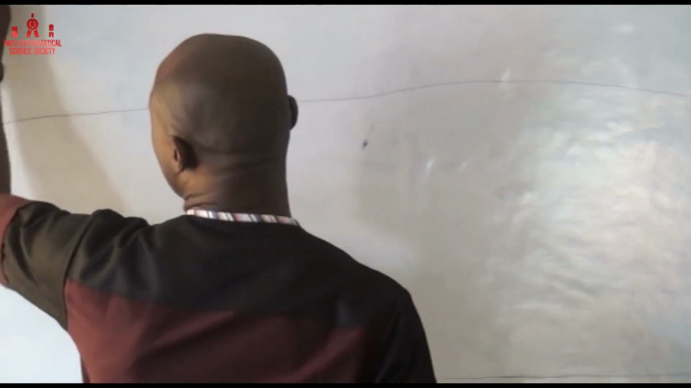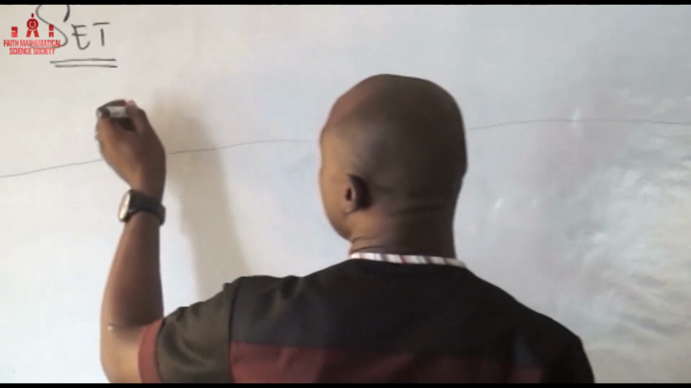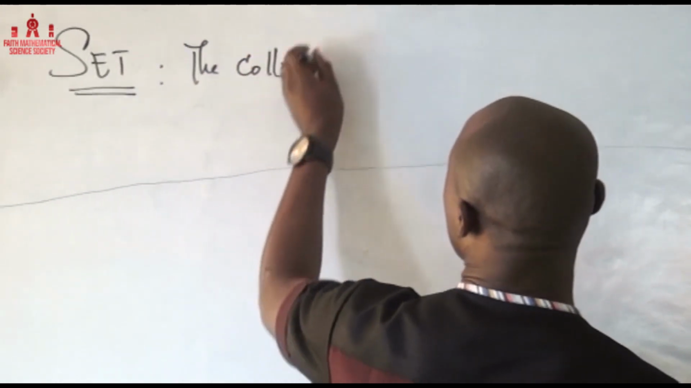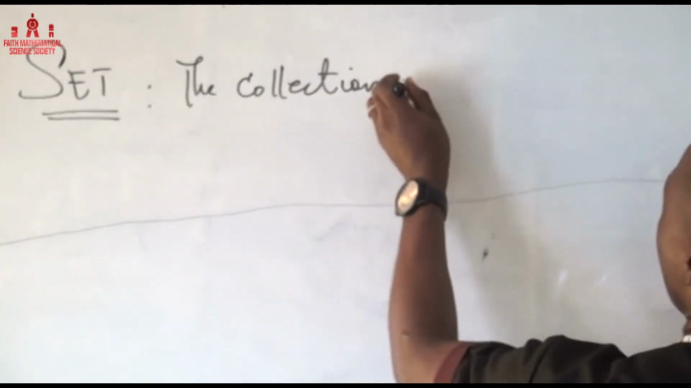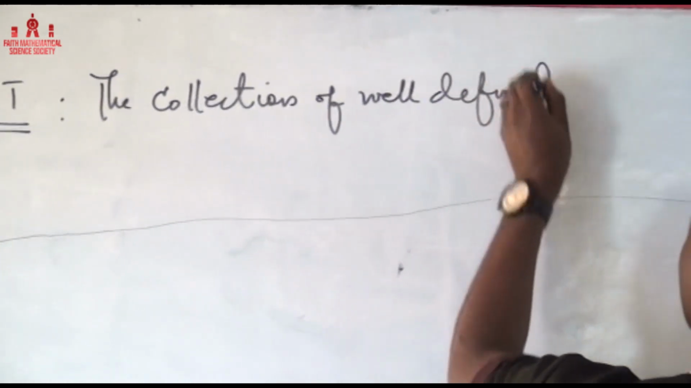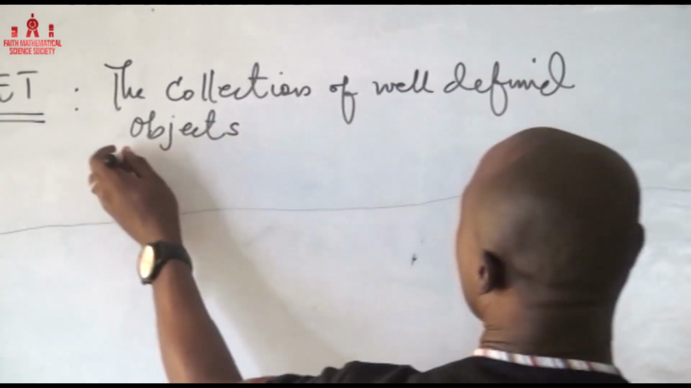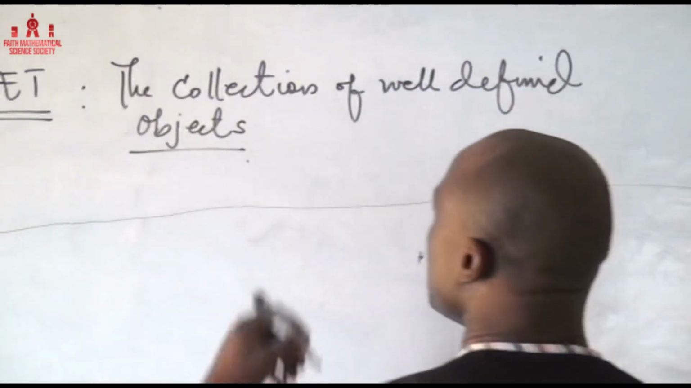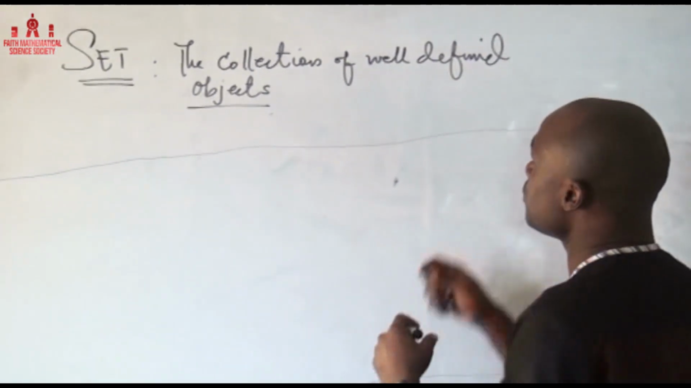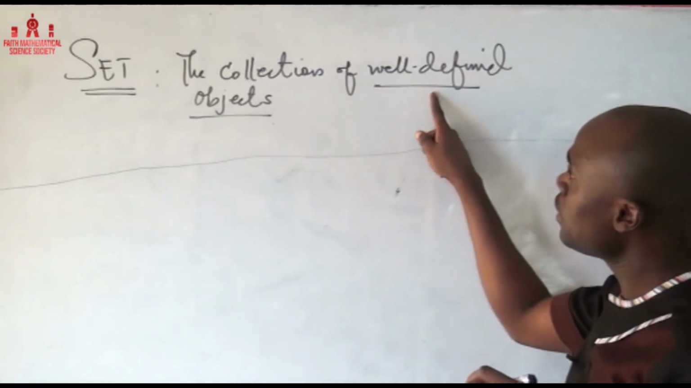Now, for set, the definition for set, what do we mean by set? It is a collection of well-defined objects. The word collection has to do with the bringing together of these objects. Now, another thing is the word well-defined. So what do we mean by well-defined?